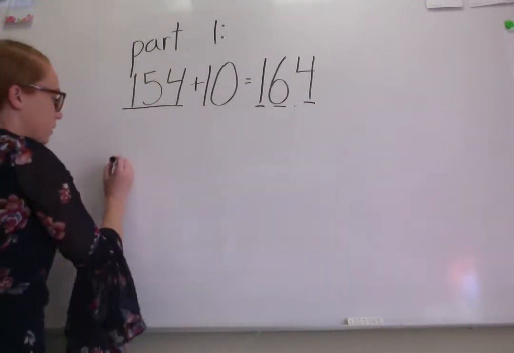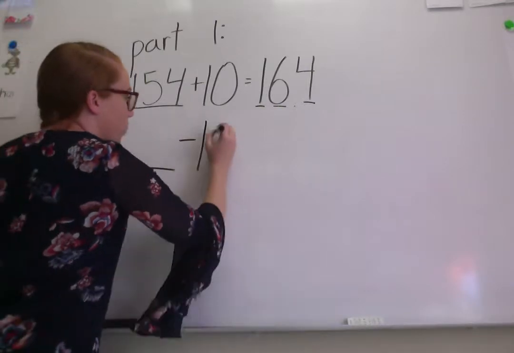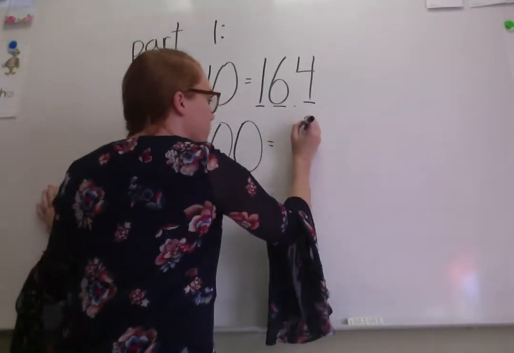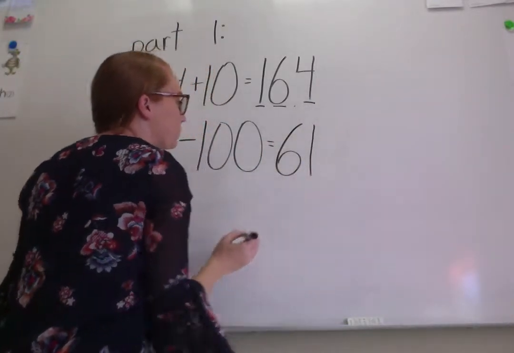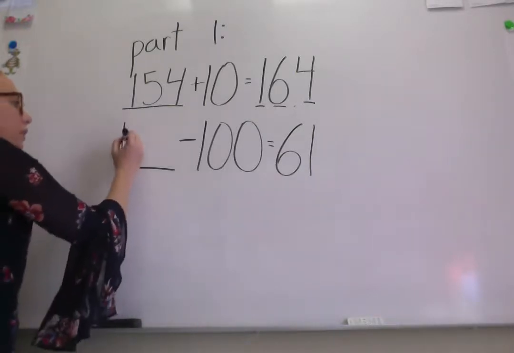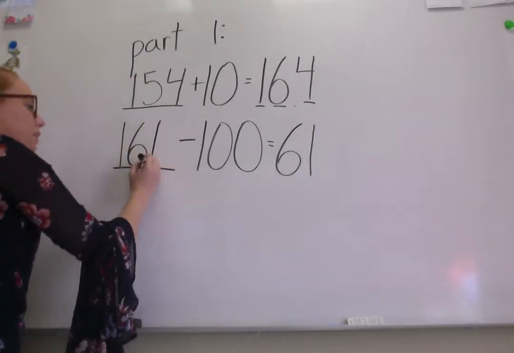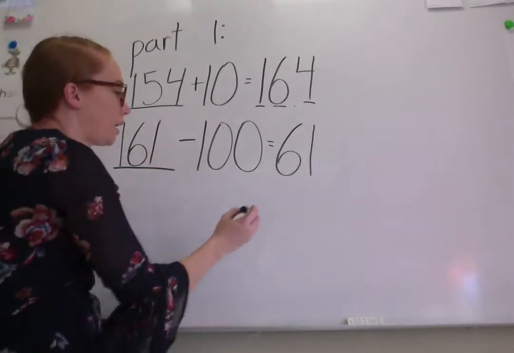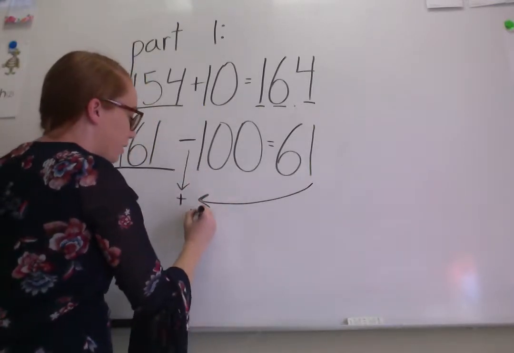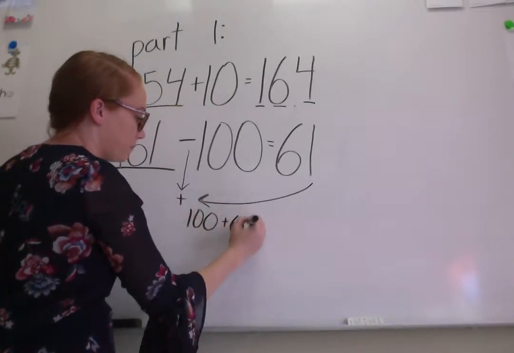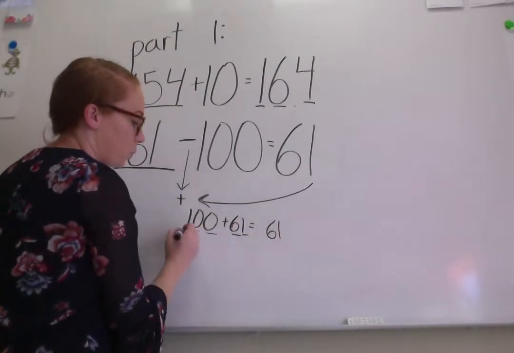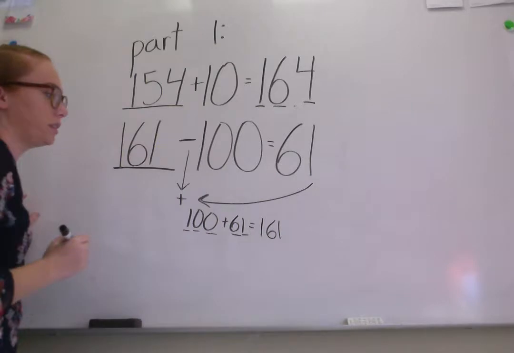Let's try another one. Blank minus 100 equals 61. Some of the students might be able to come up with this on their own, and they might be able to go ahead and tell you that the answer would be 161. But if the kid does not understand that, that's okay. I want them to work backwards. Backwards, they're going to change the sign. It becomes addition. So then they have 100 plus 61. 0 plus 1 is 1. 0 plus 6 is 6. 1 plus nothing is still 1, and they get 161.